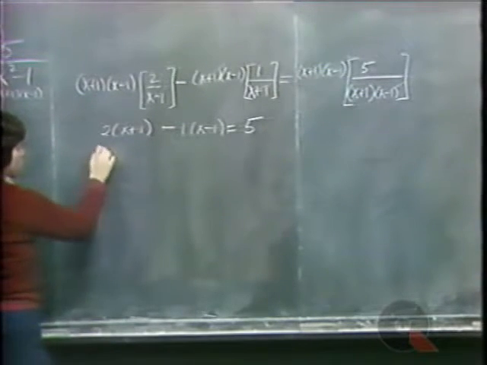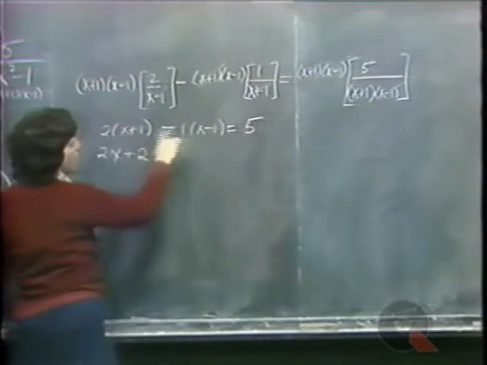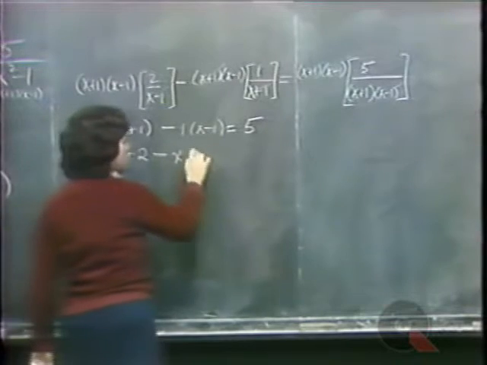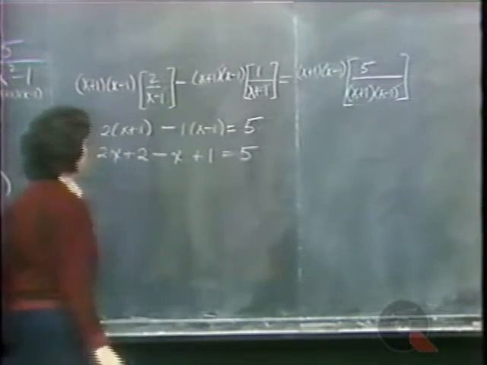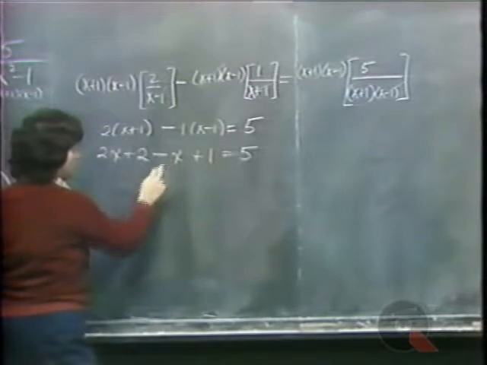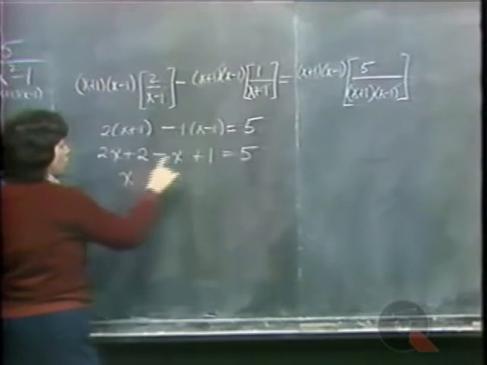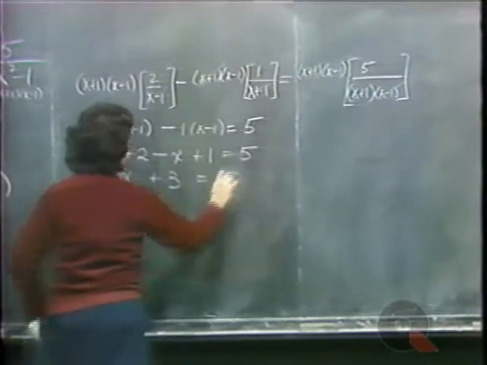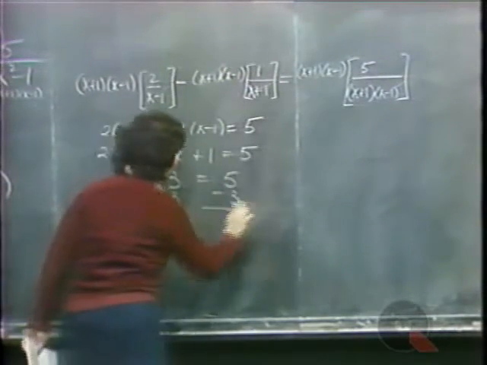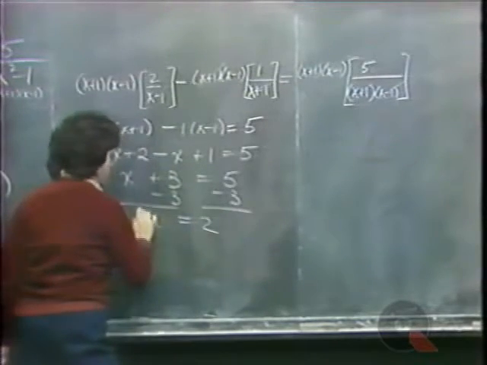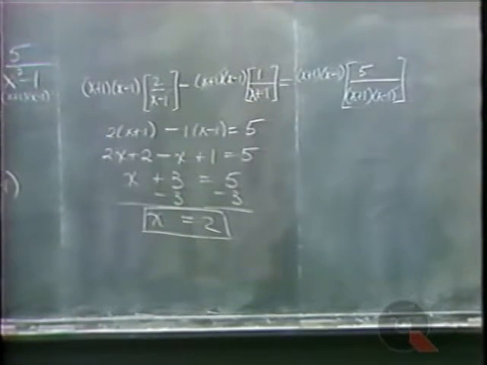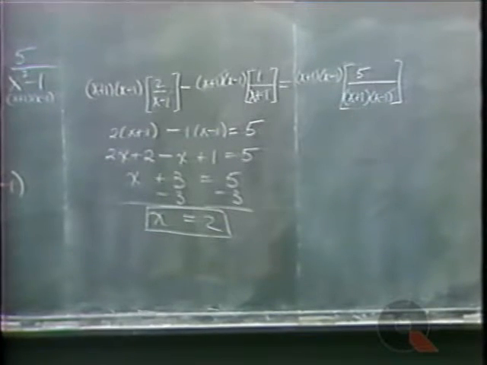To finish this off, we will distribute the 2 through the parentheses, 2x plus 2. Now distribute the minus 1. Minus 1x, or minus x, minus 1 times minus 1 is plus 1, equals 5. Combining like terms on the left side of the equal sign here, 2x and minus x, that's 1x. 2 plus 1, that's 3, equals 5. Subtracting 3 from both sides, we get x equals 2 as a possible solution. And we're going to check that to see if it is, in fact, the solution to the problem.